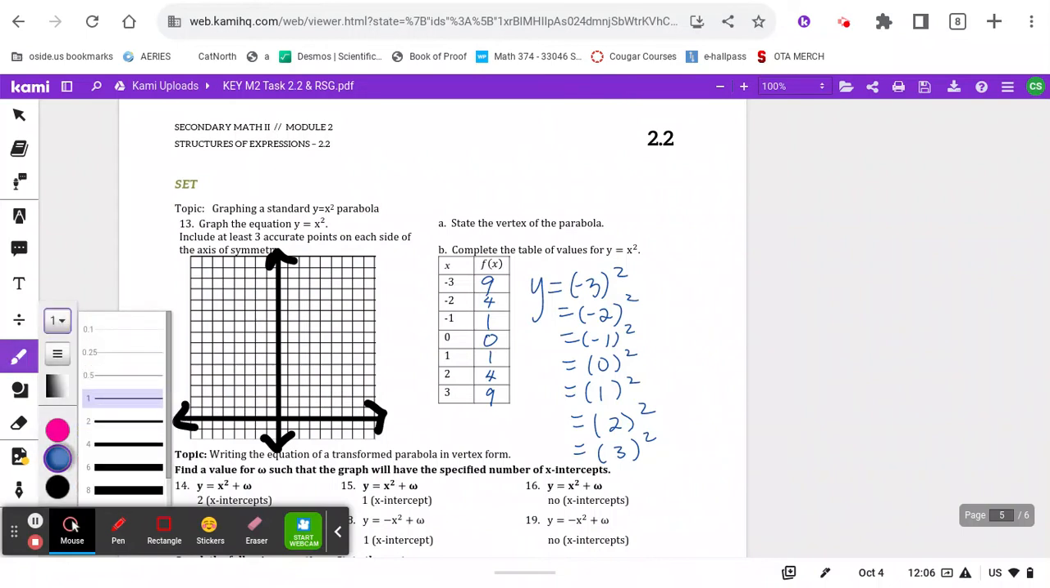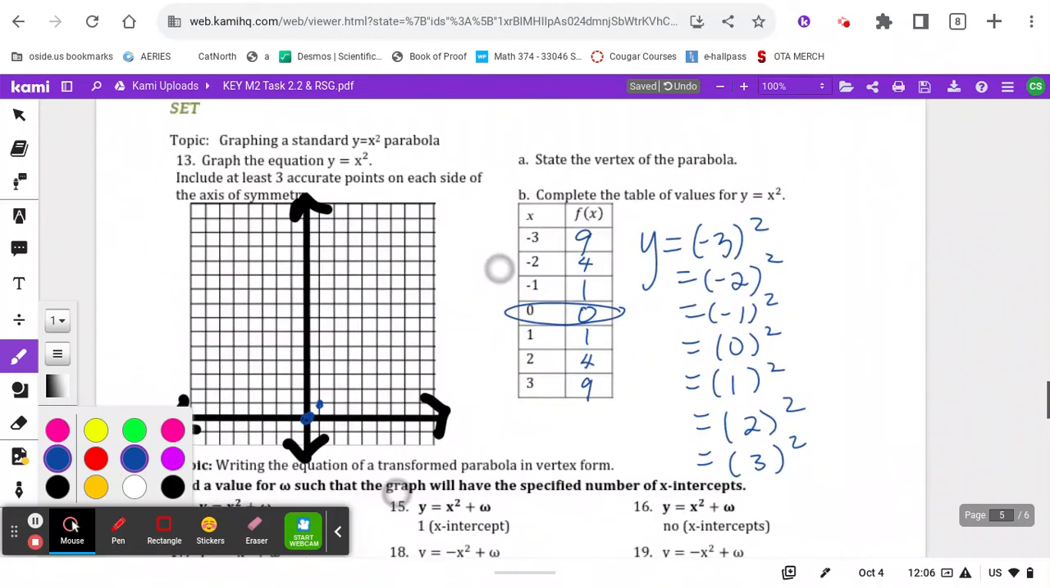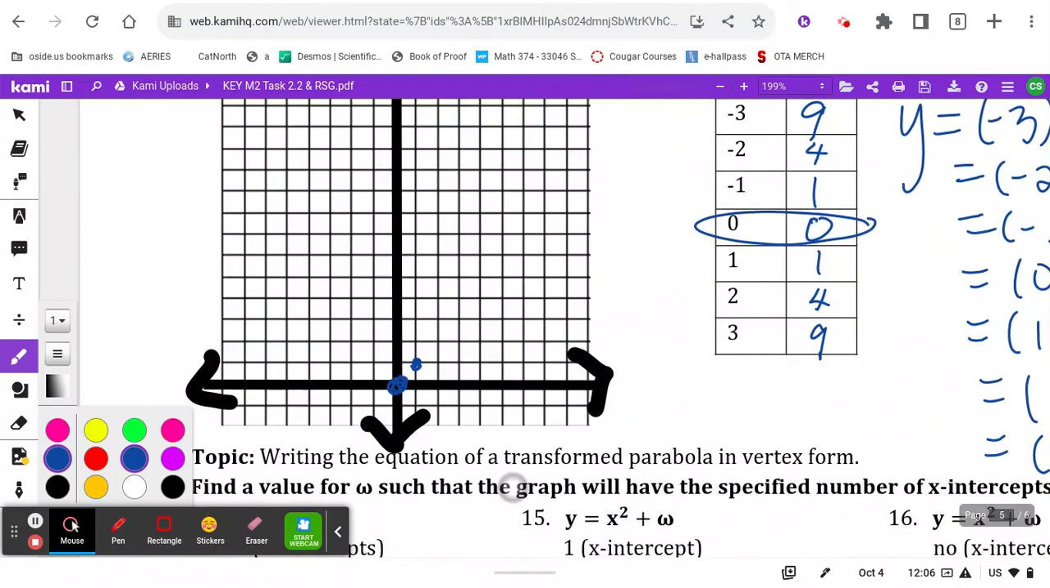And it wants us to put the starting point at 0, 0 on the origin right here, the vertex. And then put the dot 1, 1, and -1, 1. And then put the dots 2, 4, -2, 4, and then 3, 9, and -3, 9. Now you might be like, how are you counting so fast?